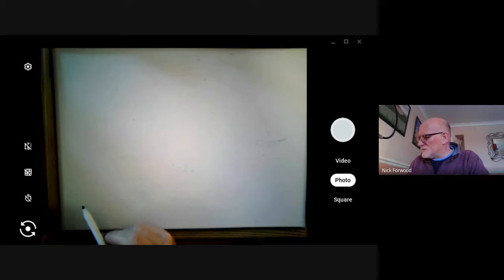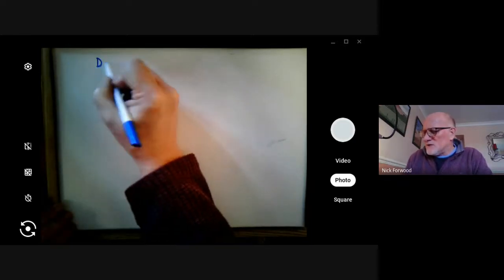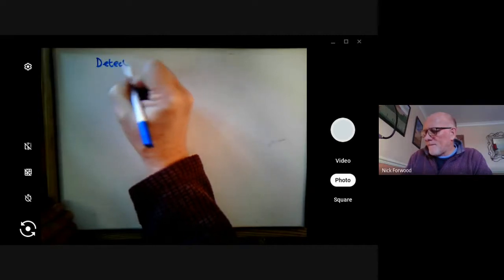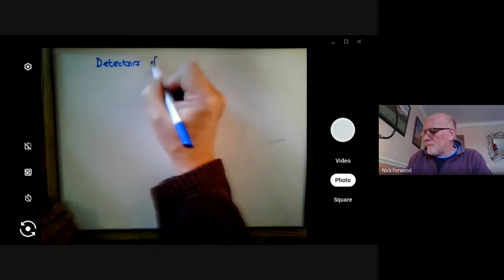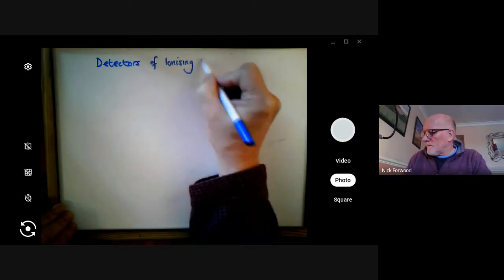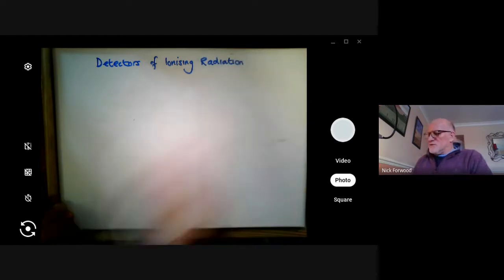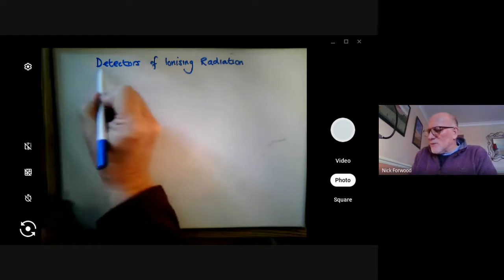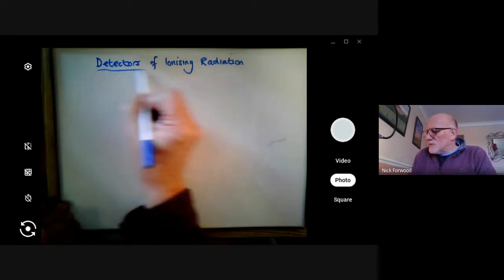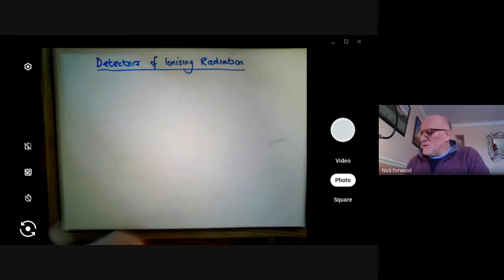Hello there. Today's lesson is about detectors of ionizing radiation. Now, what I want you to do is if I write anything on my whiteboard, I want you to copy this down into your red jotter. I'm going to be showing you some pictures that I've printed out. I just did a bit of Googling for some various detectors.